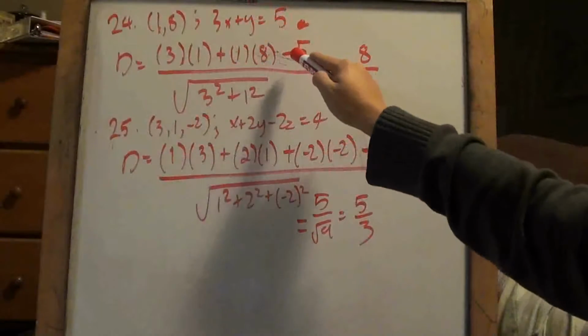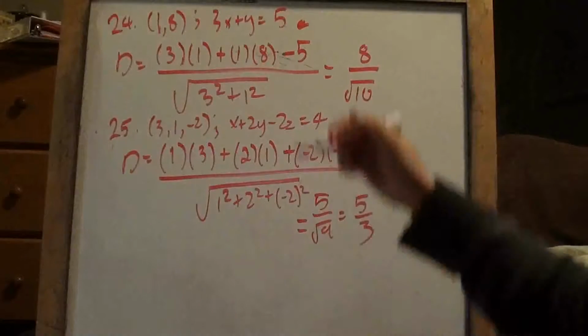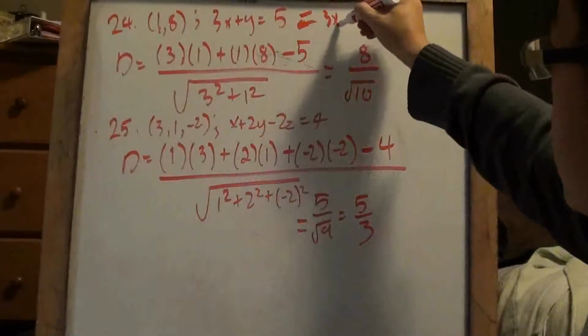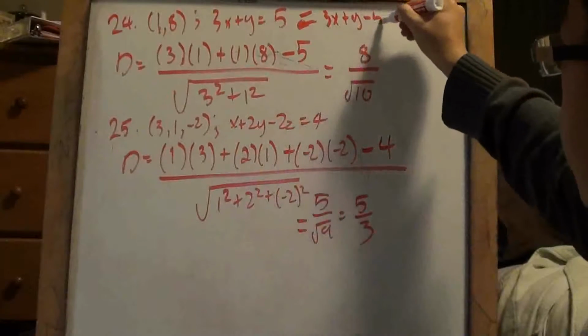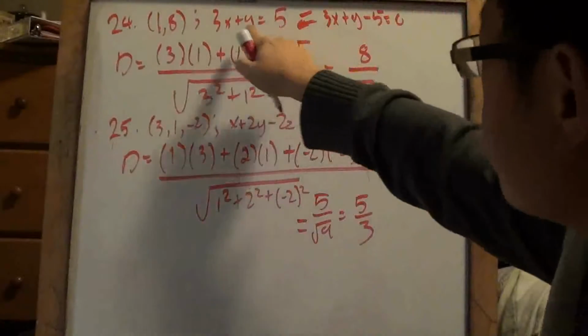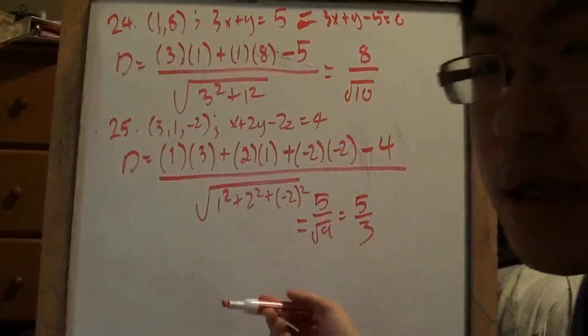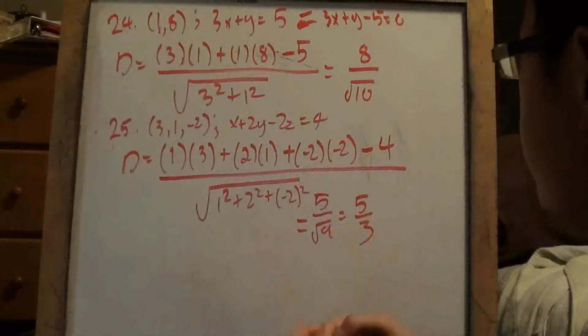So I didn't bother, if for some of you it comes naturally, but this is the same thing as 3x + y - 5 = 0. I'm just moving 5 to the left side, right? In that case, the c will be negative 5. So that's all there is. Nothing too difficult, right? So anyways, you have that.